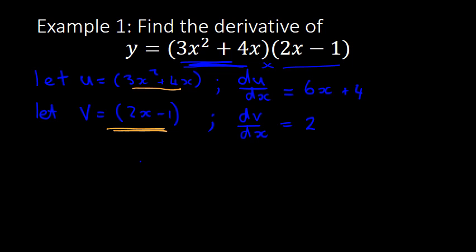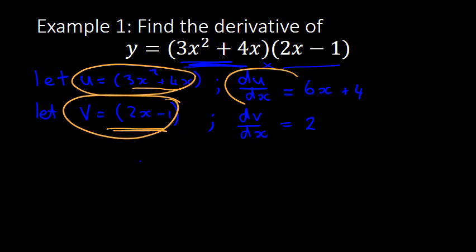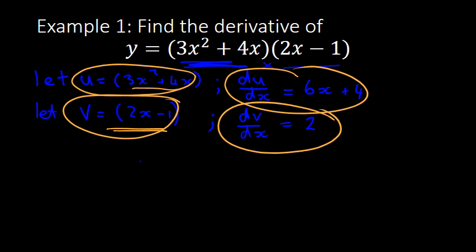So we're now going to have 4 bits of important information. These 4 bits of information are going to go into the product rule, which is dy/dx equals u dv/dx plus v du/dx. Remembering opposites, opposites.